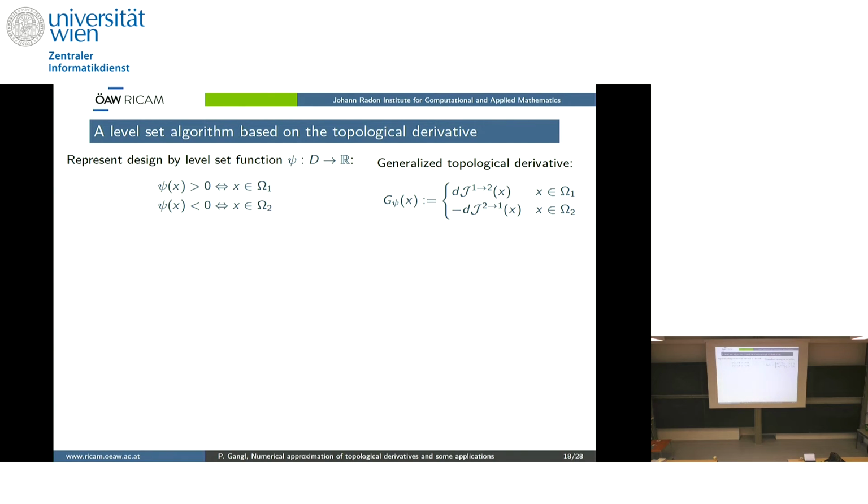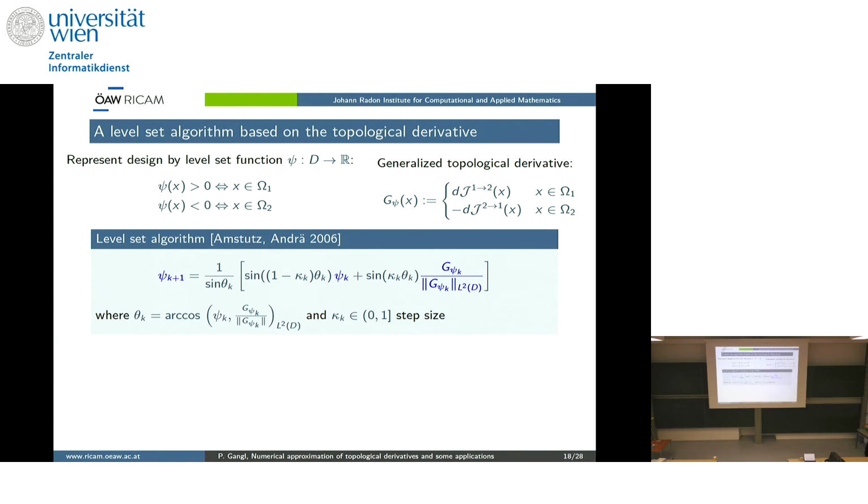Okay, the way I want to do this is by means of a level set algorithm. So first, a level set algorithm for 2 materials can be defined in the following way. You have a level set function that maps from your hold-all domain D into the real numbers. And whenever this level set function is positive, you're in one subdomain. Whenever it's negative, you're in the other subdomain. You can then define, let's call it a generalized topological derivative, which is the topological derivative from material 1 to material 2 inside omega 1, and the negative topological derivative from material 2 to material 1 in the other subdomain.